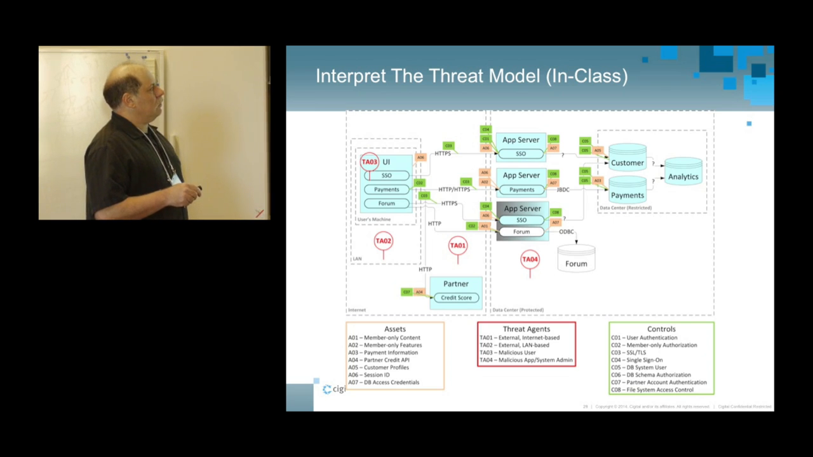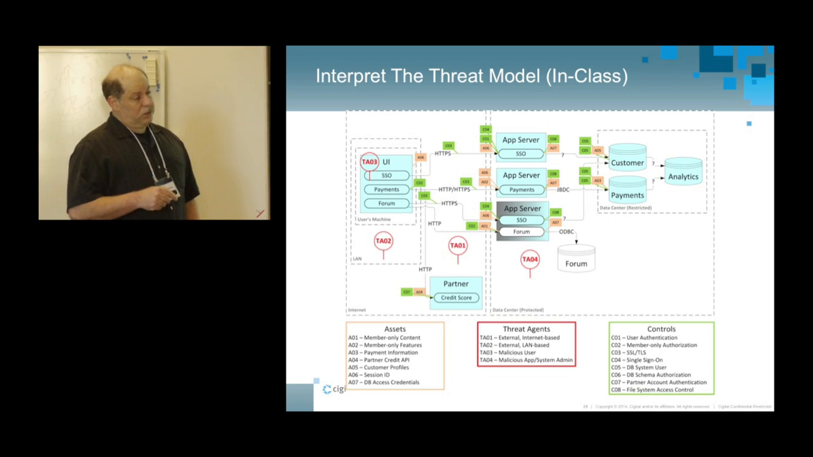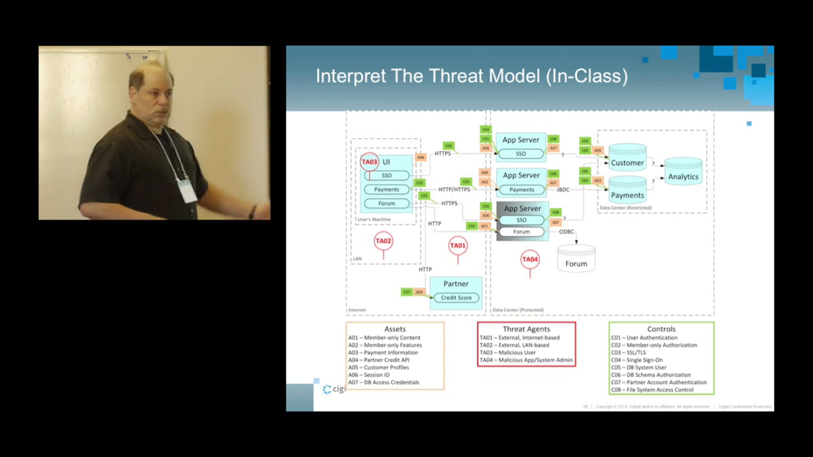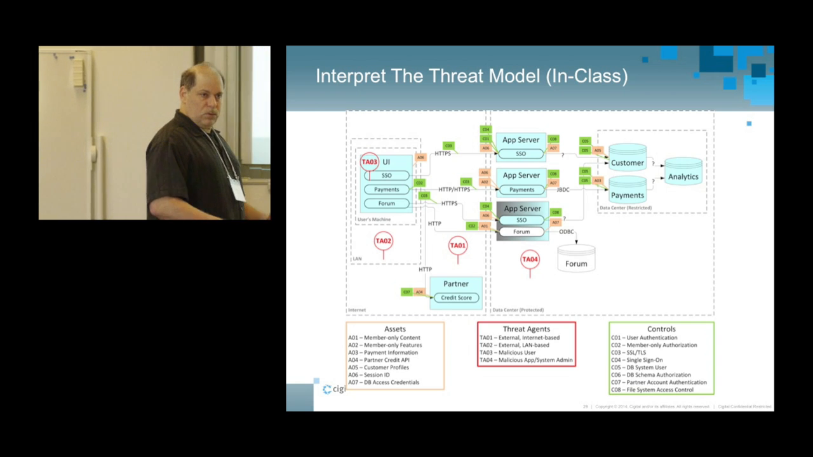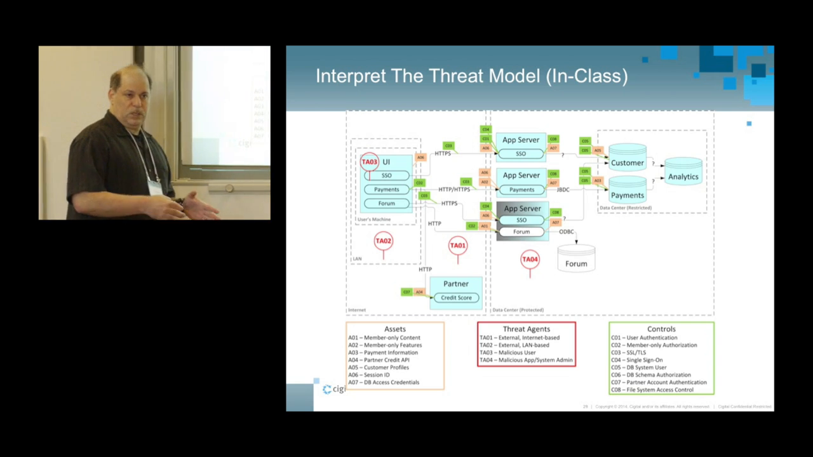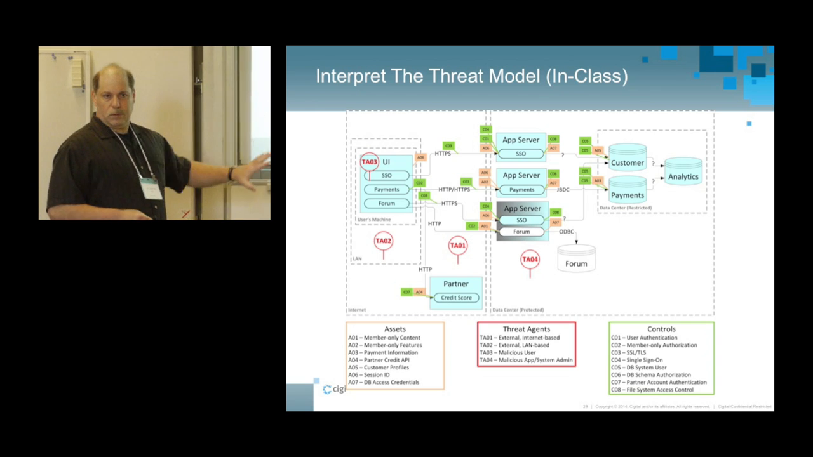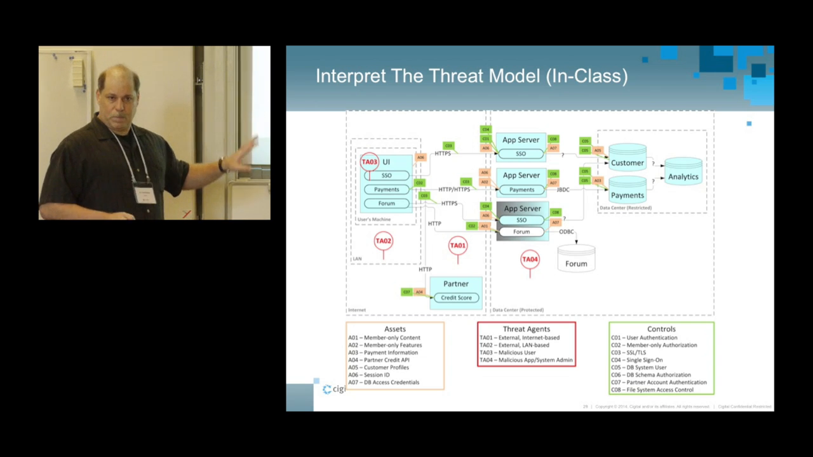How is information carved up between these components? We see that there are two different app servers communicating with it. Do they both have to have the same privilege access to the data? These are all kinds of questions that will come out as you're thinking through the potential places for things to go wrong. Kind of make sense? Okay.